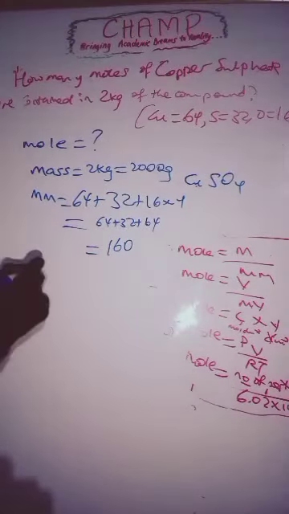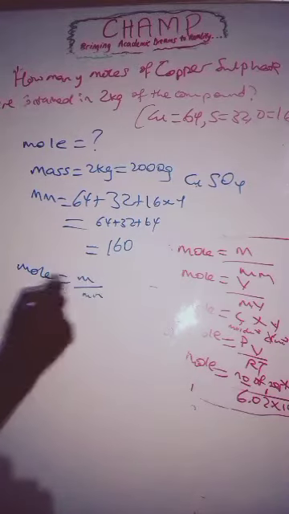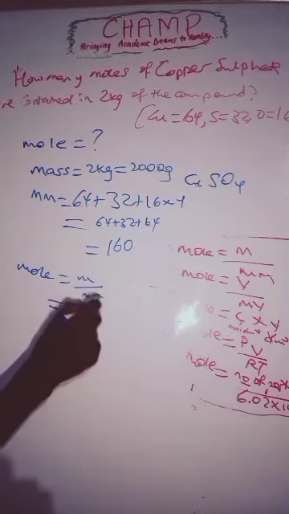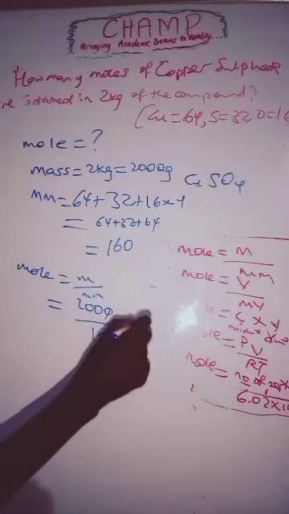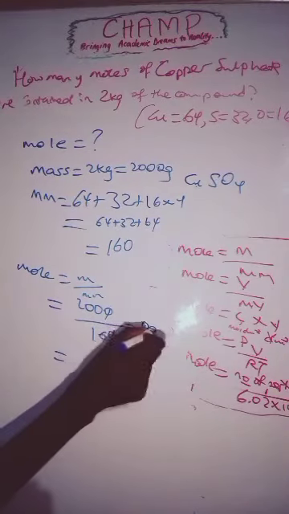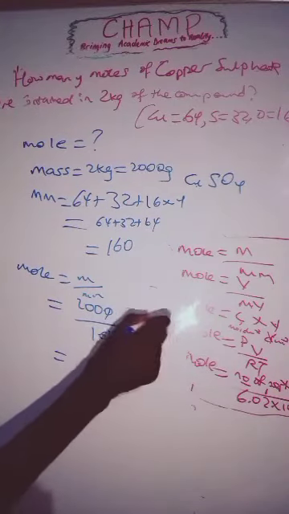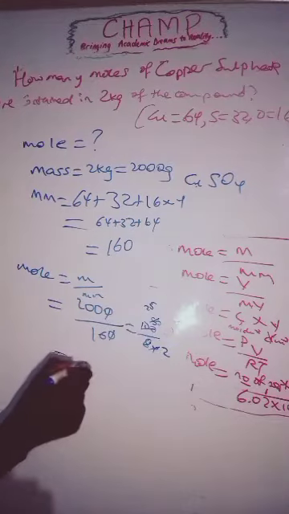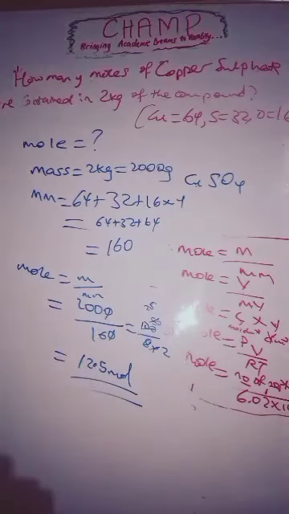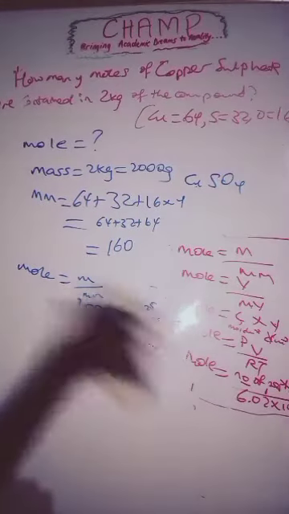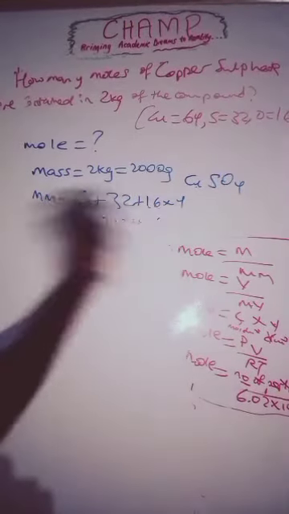So mole is equal to mass over molar mass. What's your mass? 2000 over 160. If you do it, you get 100 over 8. That's 50 over 4, 25 over 2. Then that's 12.5 mole. So yes, that's your final answer. If you are still not able to solve it, you can just play it back, then try it on your own now. There's another JAMB question on this particular case.